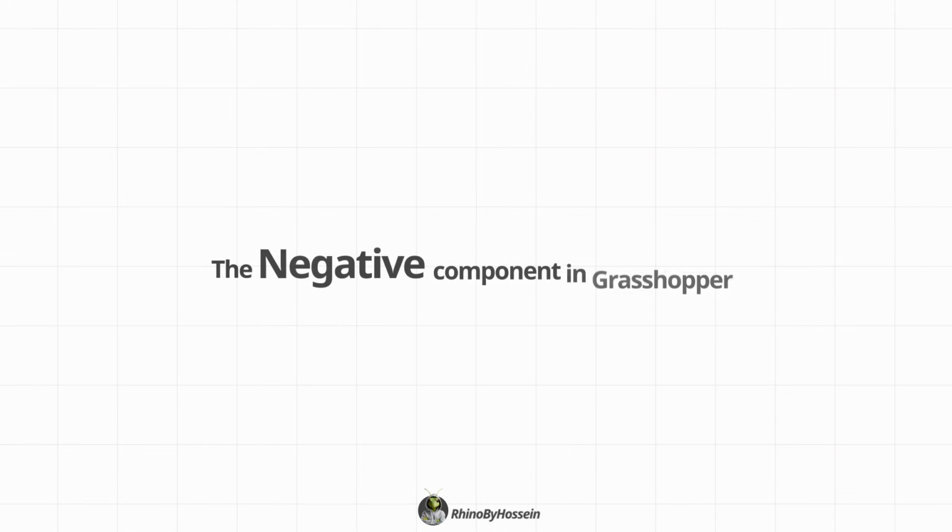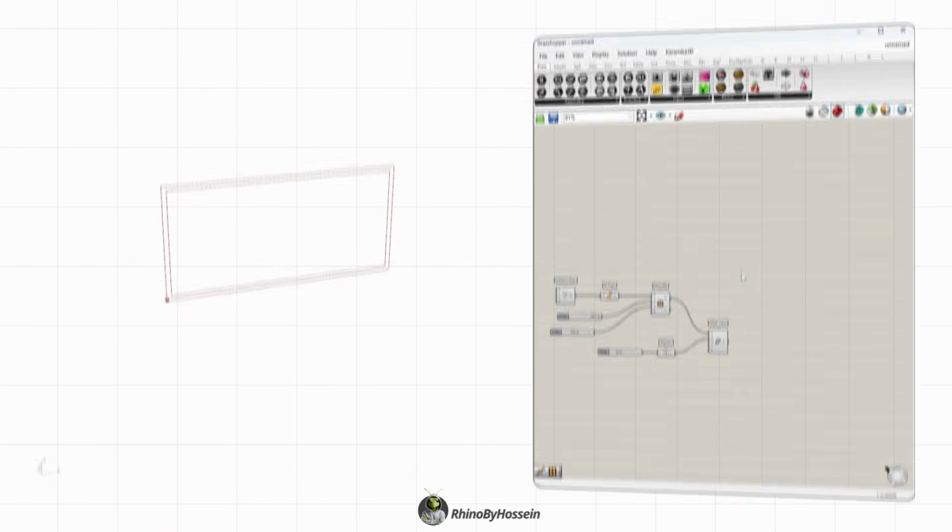The negative component in Grasshopper is used to get the negative of a number, or a set of numbers. The logic is simple. It takes any input number and reverses its sign. So if the input is positive, the output becomes negative, and vice versa. This component is useful when you want to reverse a direction, move something in the opposite way, or invert numeric values, for example, reversing a vector, or changing the coordinates to move an object along the opposite axis.